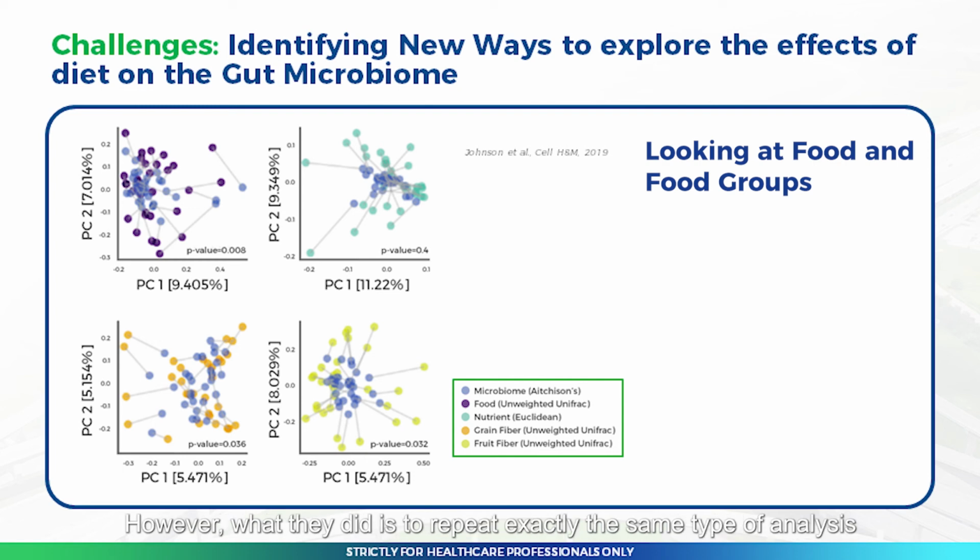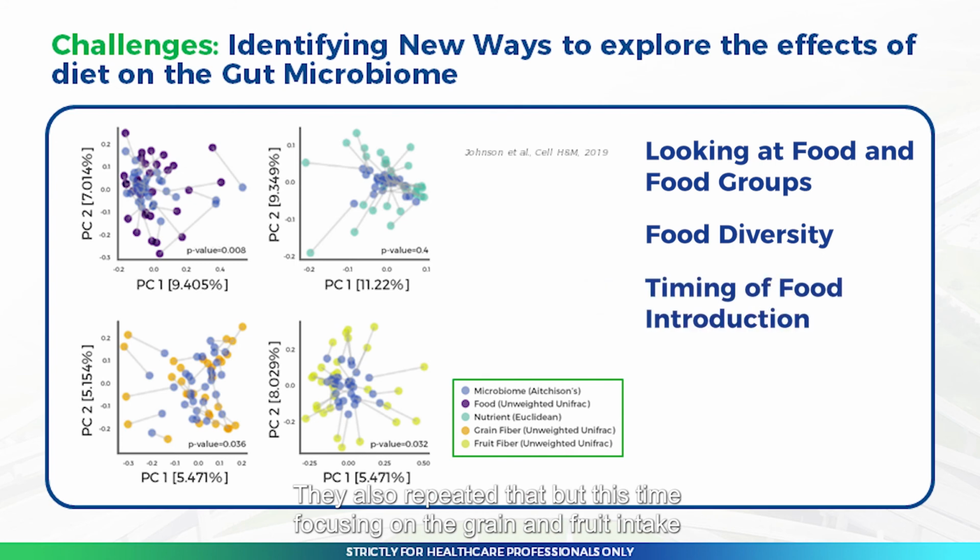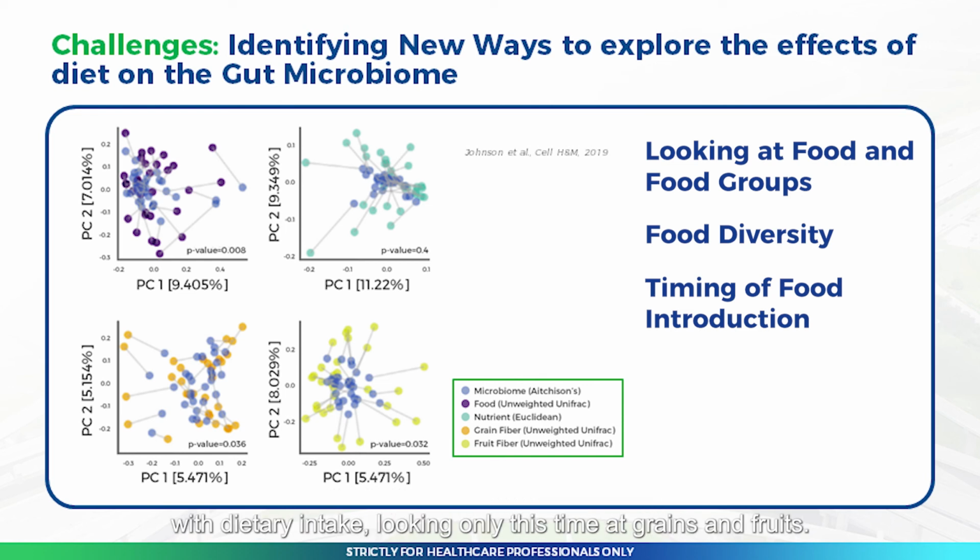However, what they did is to repeat exactly the same type of analysis, but this time not looking at nutrient intake, but food in general, so whole food intake. And you can see that in figure E of the graph, and they were able to show that there was a much better correspondence between microbiome composition and dietary intake. They also repeated that, but this time focusing on grains and fruit intake, and the same, they were much better able to explain microbiome composition with dietary intake, looking only this time at grains and fruit.